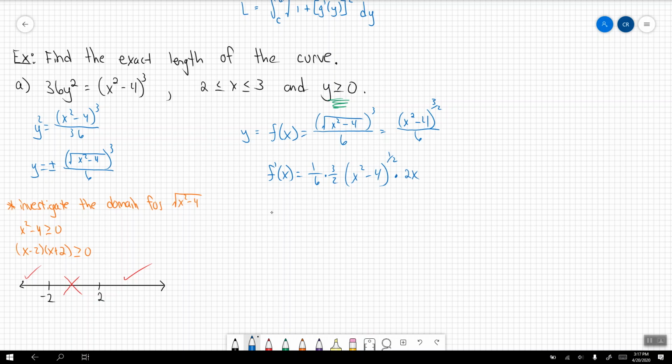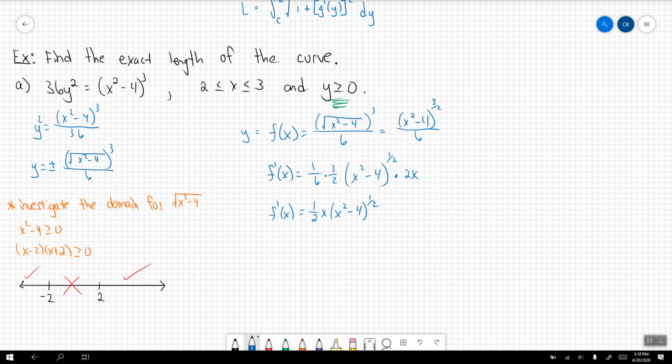All we have to do now is just clean it up. All right, so 2 divided by 2 is going to cancel out, and then 3 divided by 6 is going to factor out to 1/2. So in here I have 1/2 multiplied by x. All right, good so far. And then that's going to be multiplied by x squared minus 4 raised to the power of 1/2. There we are, not bad.